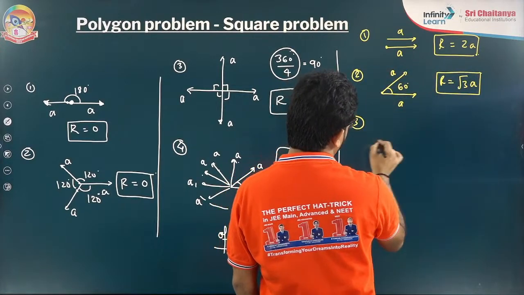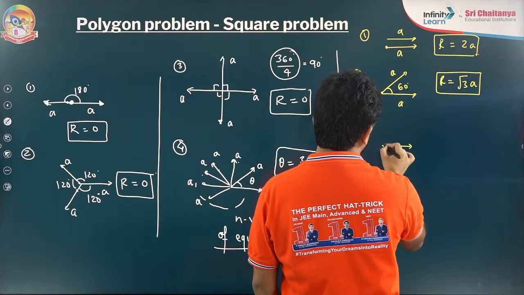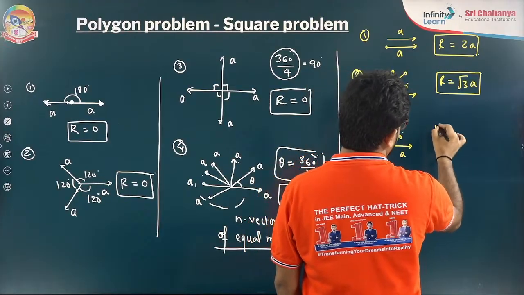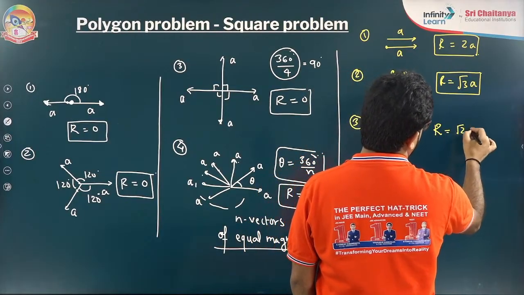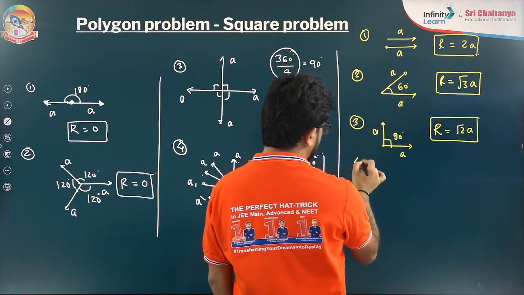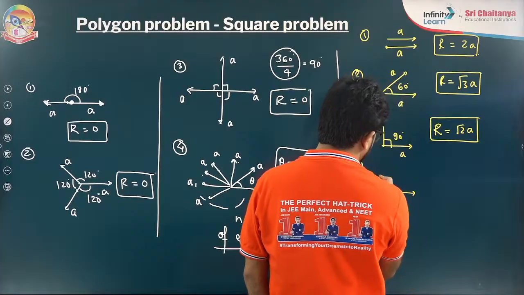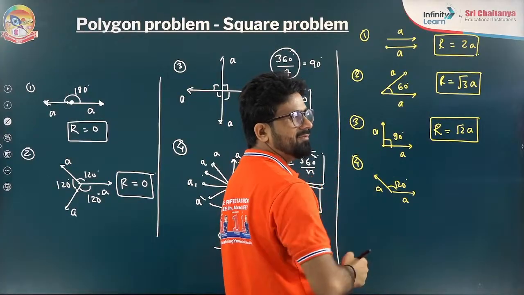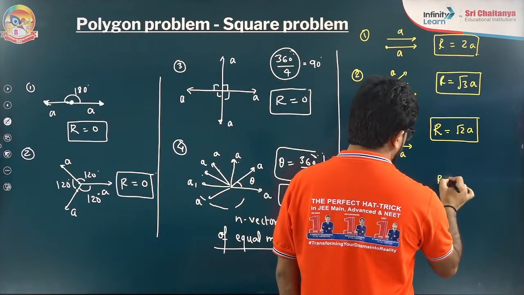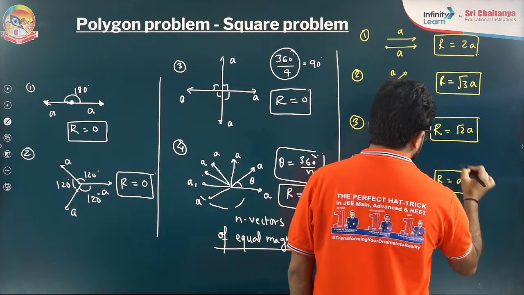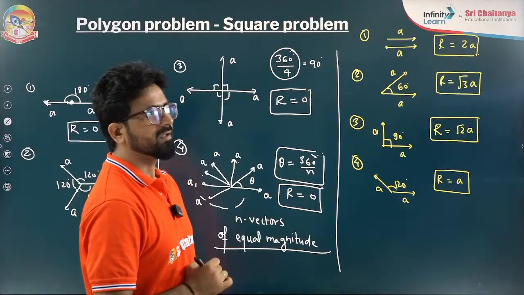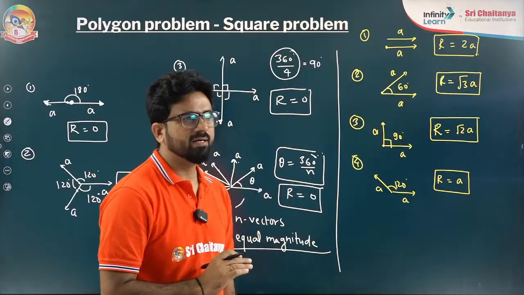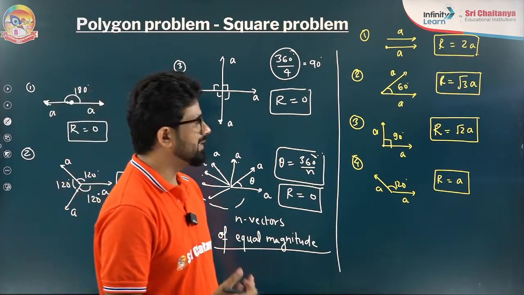The third is two vectors, A and A, with an angle of 90 degrees. The resultant is root 2 times A. Fourth, two vectors A and A with an angle of 120 degrees between them. We just solved it on the previous page: the resultant is equal to A only. Clear? Yes or no? This is a very basic thing that we can calculate and solve.